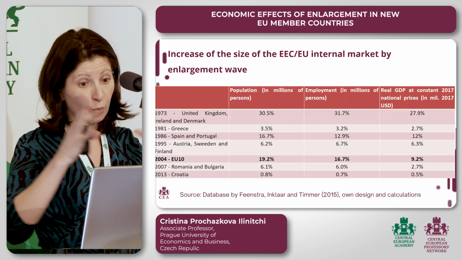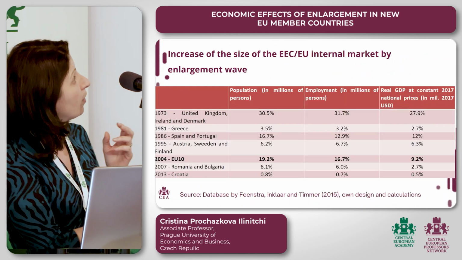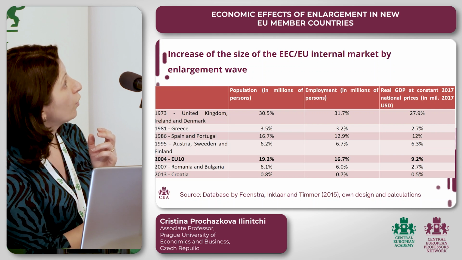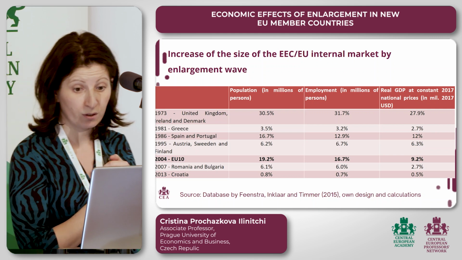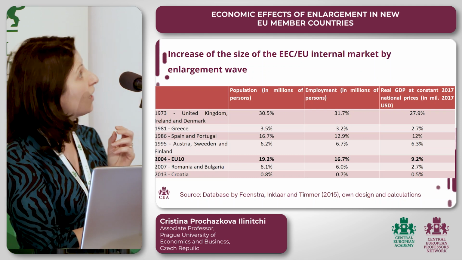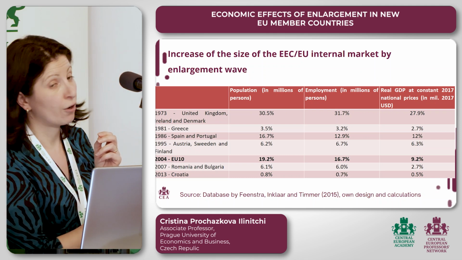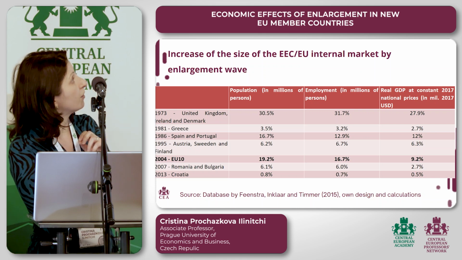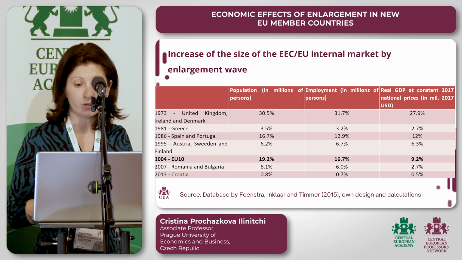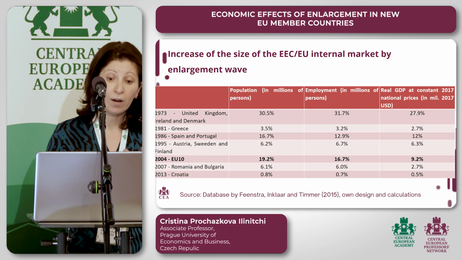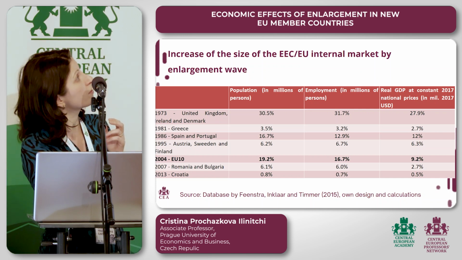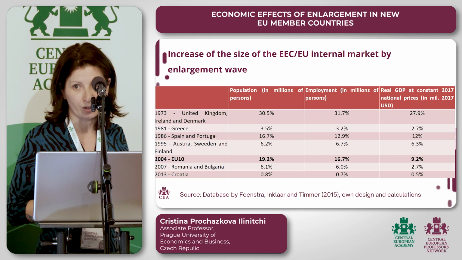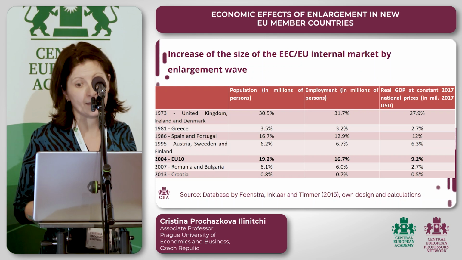Okay? How important were the enlargement waves? Here I'm, again, using the same measures, population, employment, and real GDP in constant prices. And I have the values for each enlargement wave. The takeaway from this table is that the EU 10 enlargement in 2004 was the second largest one, and the biggest one was actually the first enlargement when the UK entered the EEC at that time.